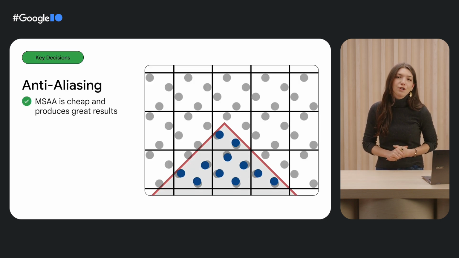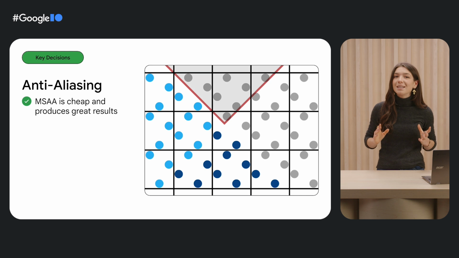Another reason why Impeller offers great performance is the way we implement anti-aliasing.